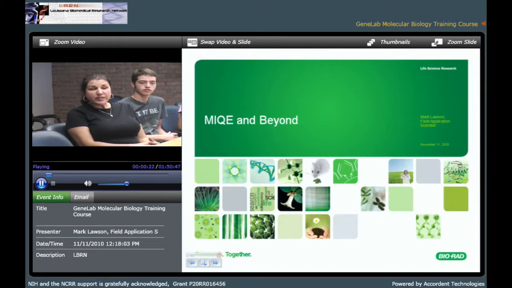One of the missions of GeneLab is to bring in speakers and scientists to share with Louisiana researchers various molecular and analytical technologies. In keeping with that mission, we have invited Mark Lawson, field application scientist for Bio-Rad Labs, for session 2 of our GeneLab molecular training session series. And he's going to present information on gene expression and real-time PCR.